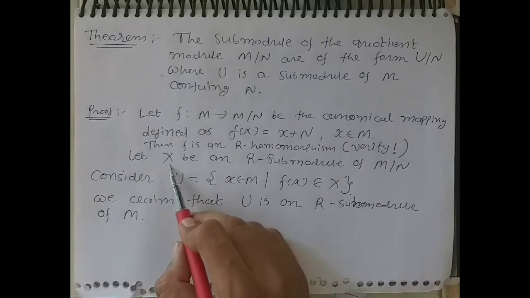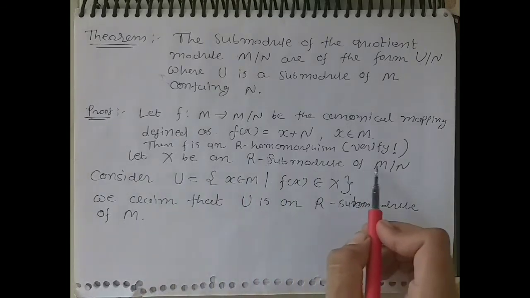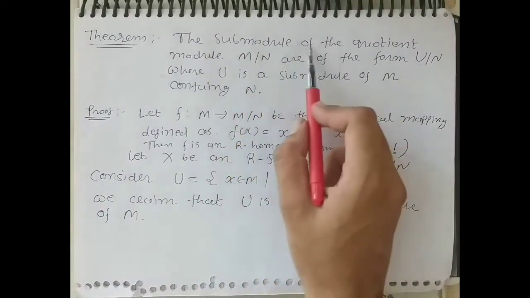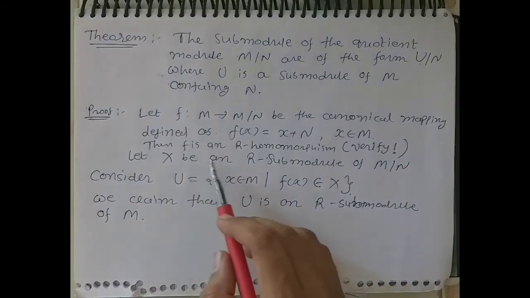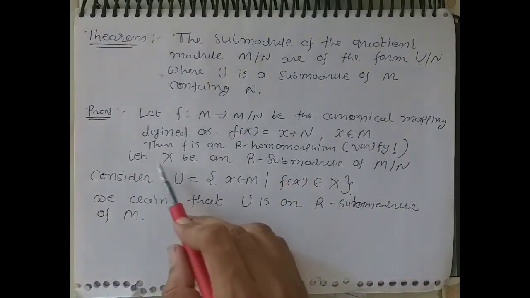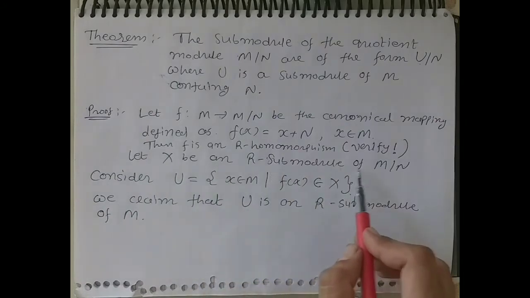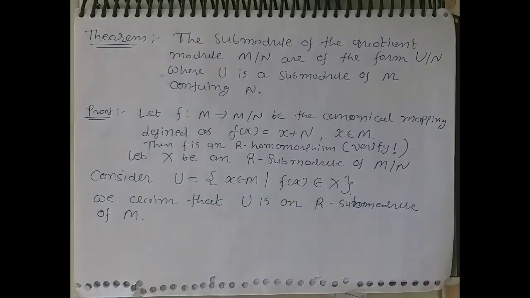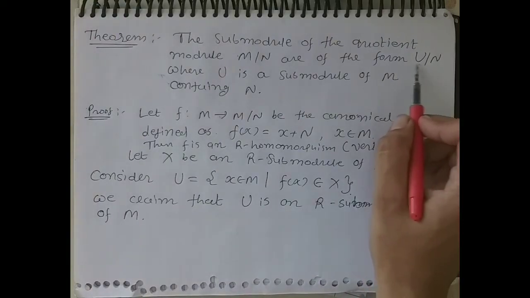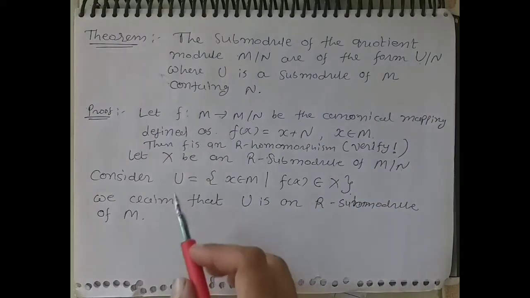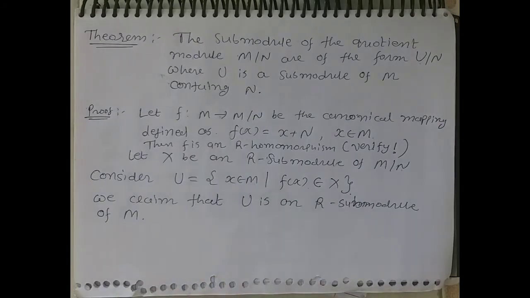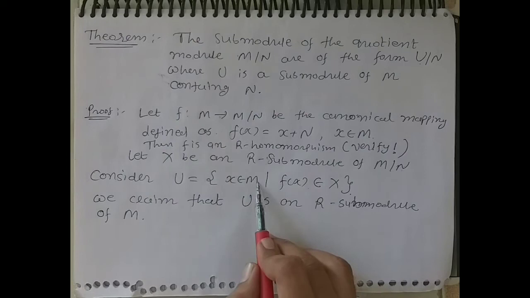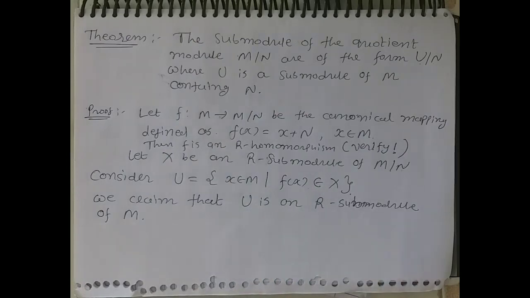Now let X be an R submodule of M quotient N. The submodules of the quotient module M quotient N are of the form U quotient N. Okay. તો આપણે પહેલા તો સબમોડ્યુલ કન્સિડર કરવું પડે. સો લેટ X બી એન R સબમોડ્યુલ ઓફ M quotient N. એટલે કે આપણે એક સબમોડ્યુલ કન્સિડર કરી લીધું M quotient N નું. હવે આપણે સ્ટેટમેન્ટમાં U ની જરૂર છે, તો આપણે U કઈ રીતે જનરેટ કરશું? તો આ અહીંયા યાદ રાખવાનું. સો કન્સિડર U is equal to set of all x belongs to M where f of x belongs to X.